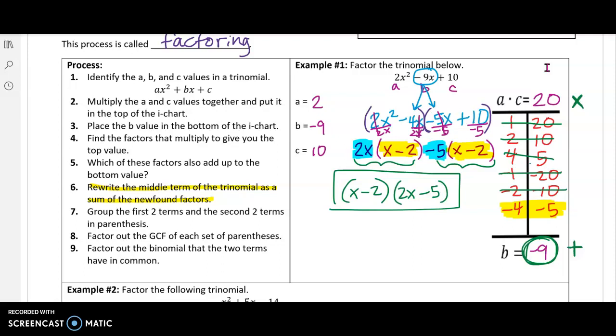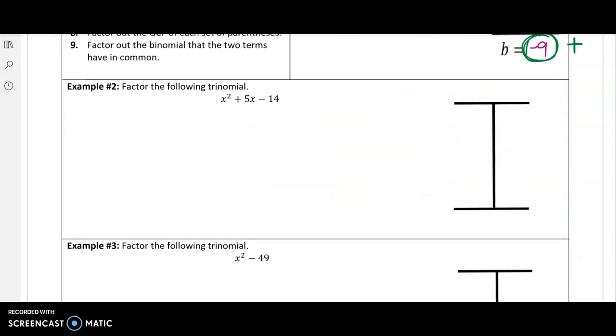Let's look at another example. So in this one, we're going to create our eye chart. So start off by identifying our A, B, and C. Our A is 1.